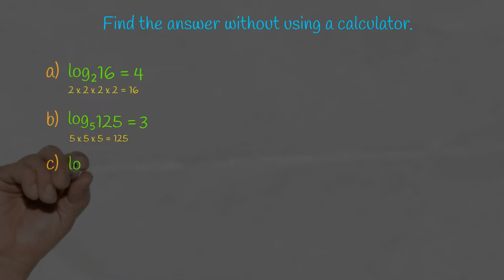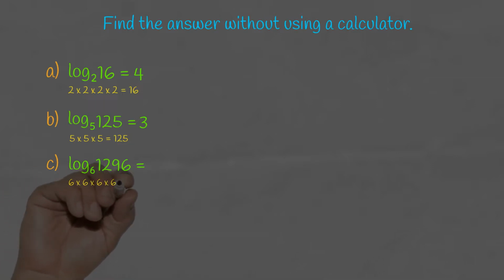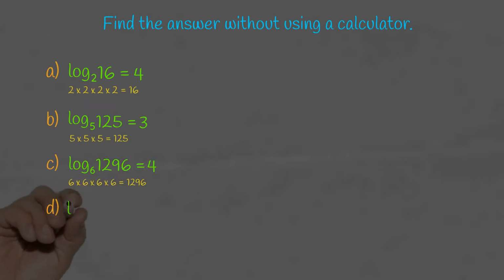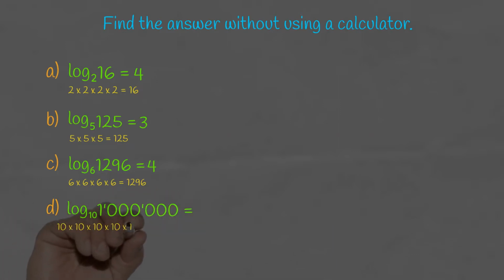For log to the base 6 of 1296, we multiply 6 by itself. We get 6, 36, 216, 1296. So we times it 4 times, so the answer is 4. And for D, how many times do we have to times 10 to get a million? Well, if we times 10 by itself 6 times, we'll get a million, so the answer is 6.